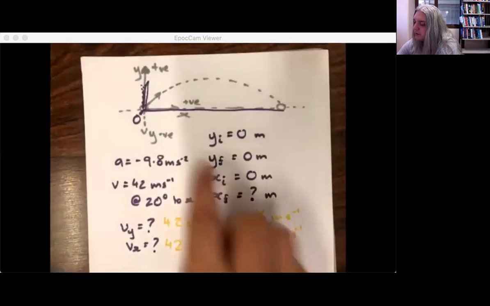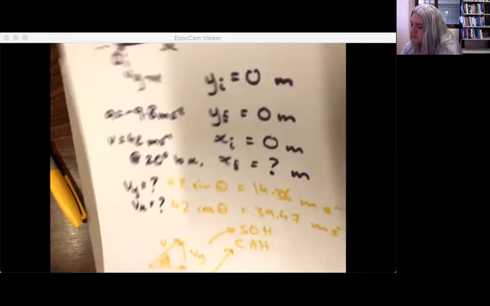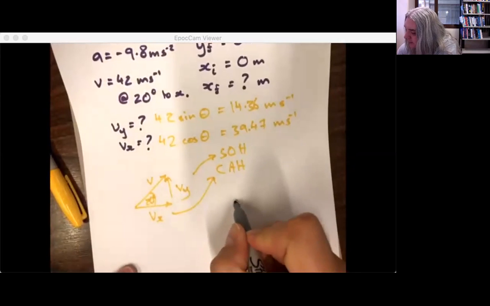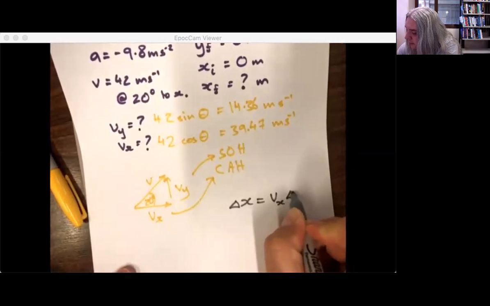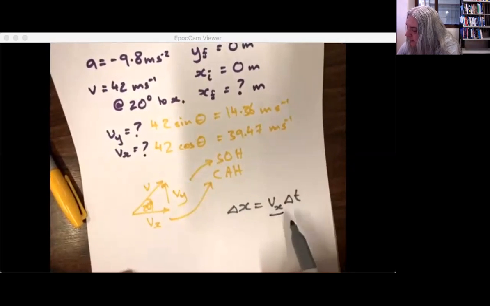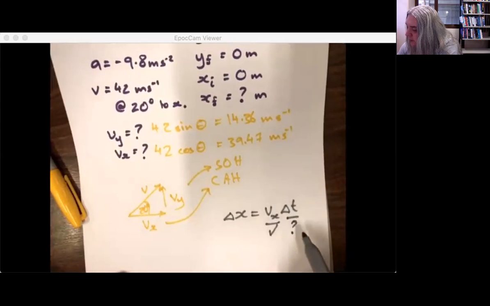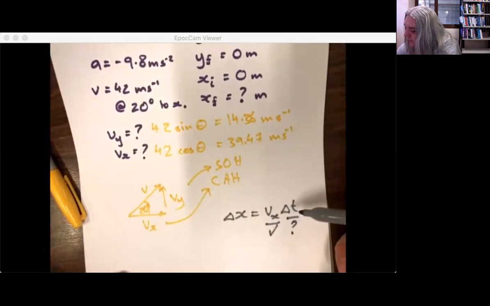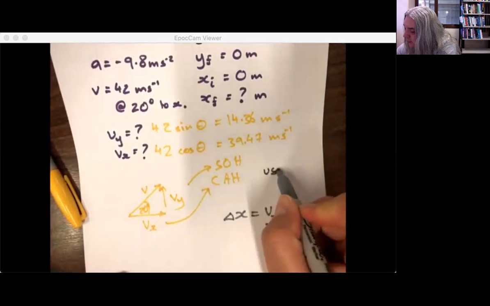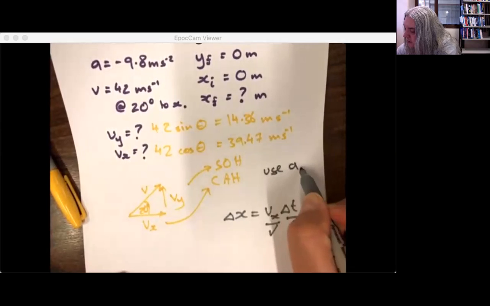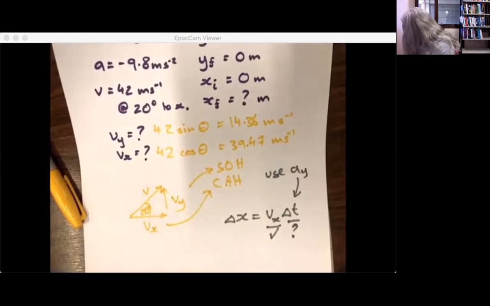The reason we want to know the time taken is because we know that the change in x is going to be given by Vx delta t. We already know Vx, great, but we don't know delta t yet. So what we've got to do is use the vertical component to figure out delta t. So we can use the acceleration in the y direction to find delta t. So how do we do that?